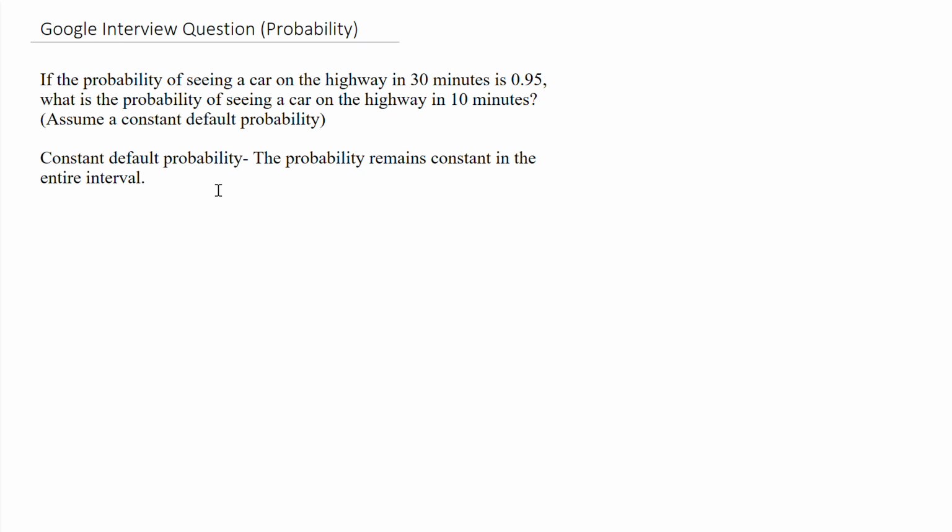A constant default probability means that the probability remains constant throughout the entire interval. Another thing to note is that seeing a car doesn't necessarily mean seeing one car. It could be one or more cars. Hence, starting this problem off by taking a variable for the probability of seeing a car is not a good idea, because it could be one or more cars.